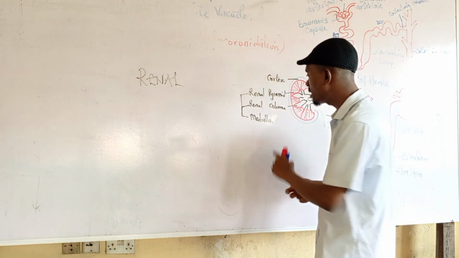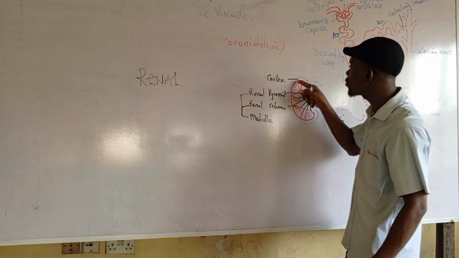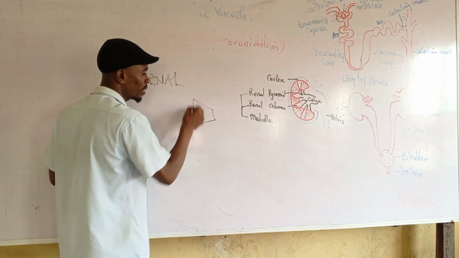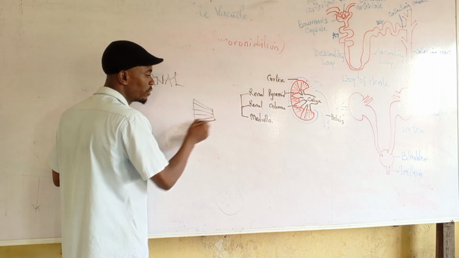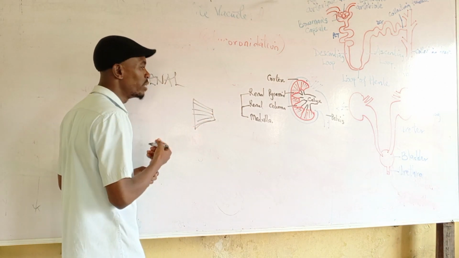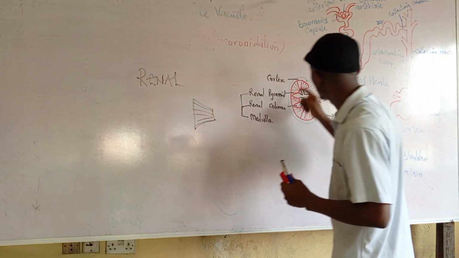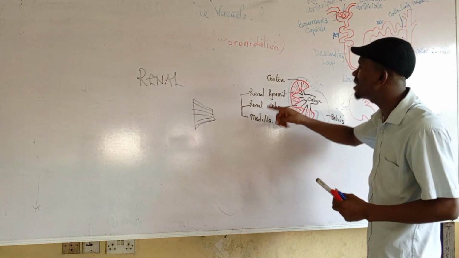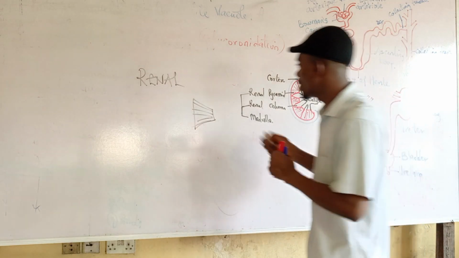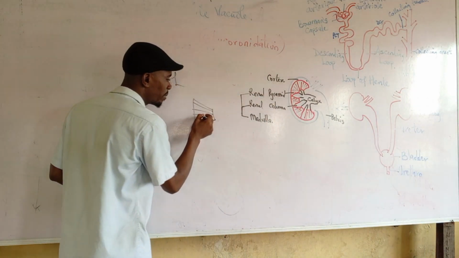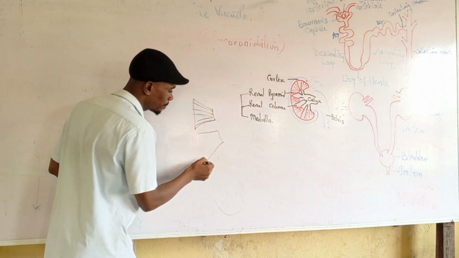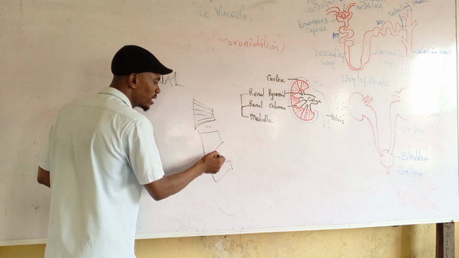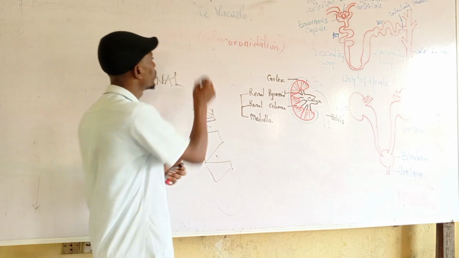What are the things we see in the medulla? You will see some triangular or pyramidal structures like this, like a pyramid, with medullary rays. There are many. All these are the medullary rays, found inside the medulla. If there's one medullary pyramid here and another one here, there's a space between them. This space is called the renal column.